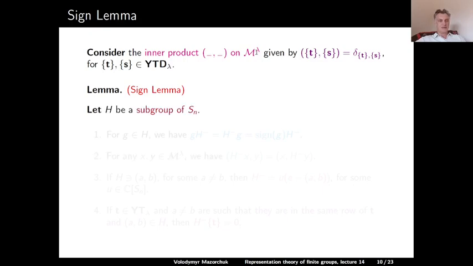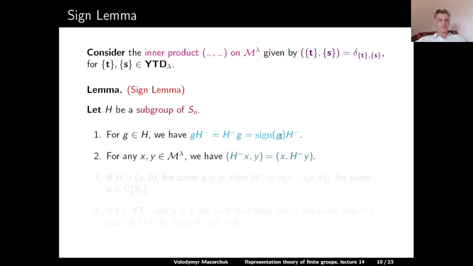Let H be a subgroup of Sn. Claim 1. For any element G in H, the product of G with the antisymmetrizer of H in any order is equal to this antisymmetrizer times the sign of G. Claim 2. For any two elements X and Y in the permutation module, the inner product between the image of X under the antisymmetrizer H minus and Y is equal to the inner product between X and the image of Y under the antisymmetrizer H minus. Claim 3. If H contains the transposition of A and B for some different elements A and B, then the antisymmetrizer H minus can be factored as some element U times the identity minus the transposition of A and B.